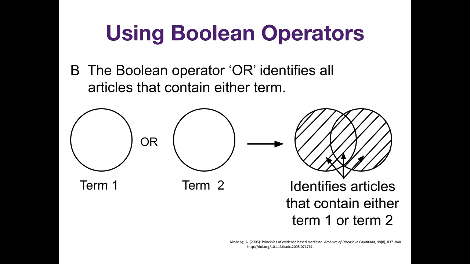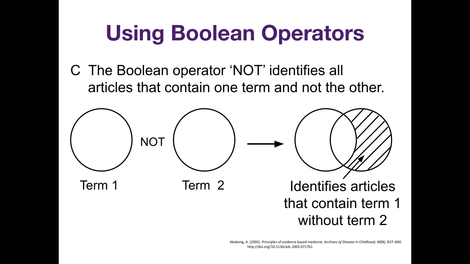The second example is the word or. Or is going to look at articles that have any of the terms listed. And this is great if you have similar terms or synonyms that you want to find things that use both terminologies. Then the last one is not. Not is going to exclude any one term that you have.